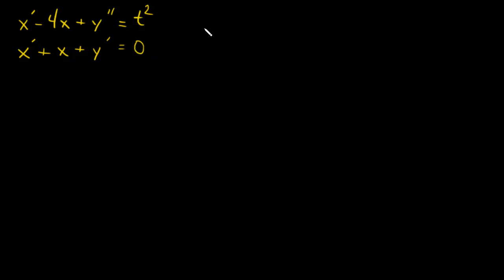So we're going to convert this to a differential operator. We're going to wind up with D minus 4 x and then plus D squared y for the second derivative equals t squared. And then for the second one, we're going to wind up with D plus 1 x and then plus just a single derivative, Dy equals 0.